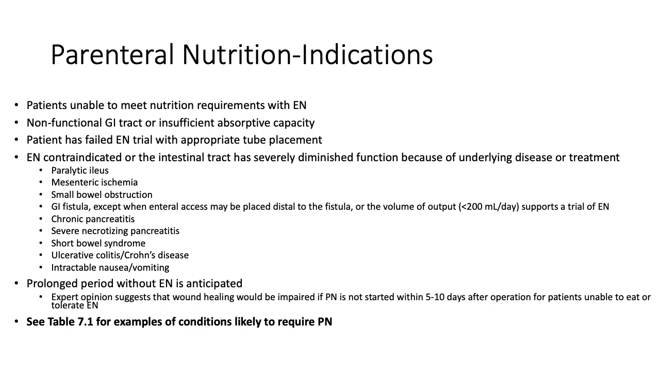Both applications of PN we're going to talk about, and then some disease states that are common indications for PN include paralytic ileus, mesenteric ischemia, small bowel obstruction, a GI fistula, except where the enteral access may be placed distal to the fistula, or if it's a low output fistula, less than 200 mLs a day, that would support a trial of enteral nutrition. Those with chronic pancreatitis that can't tolerate enteral feeds, severe necrotizing pancreatitis, those with short bowel syndrome, ulcerative colitis or Crohn's disease, and those with intractable nausea and vomiting where the EN trial has failed.